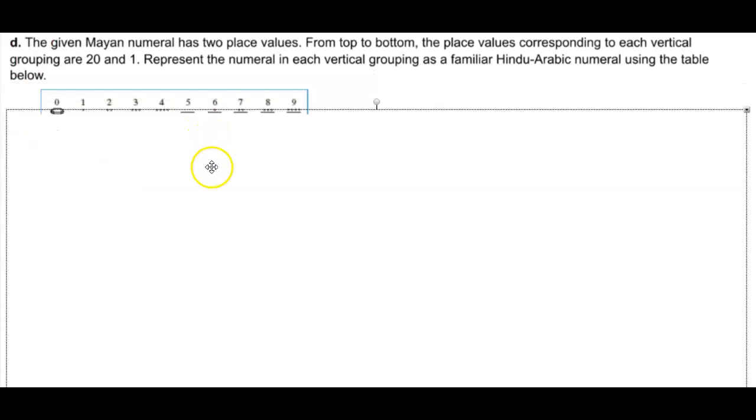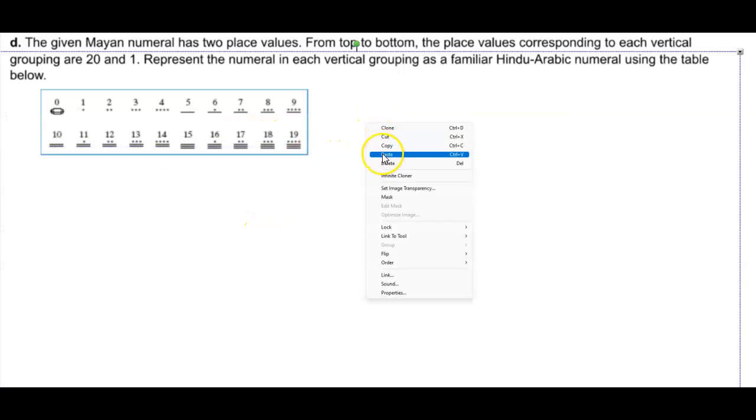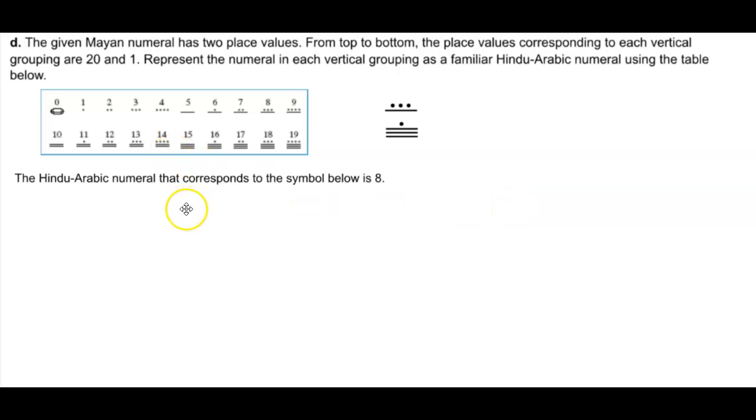Now for part D, it says that the given Mayan numeral has 2 place values. So let's see what that Mayan numeral is. So here's the Mayan numeral. From top to bottom, the place values corresponding to each vertical grouping are 20 and 1. Represent the numeral in each vertical grouping as a familiar Hindu Arabic numeral using the table below.